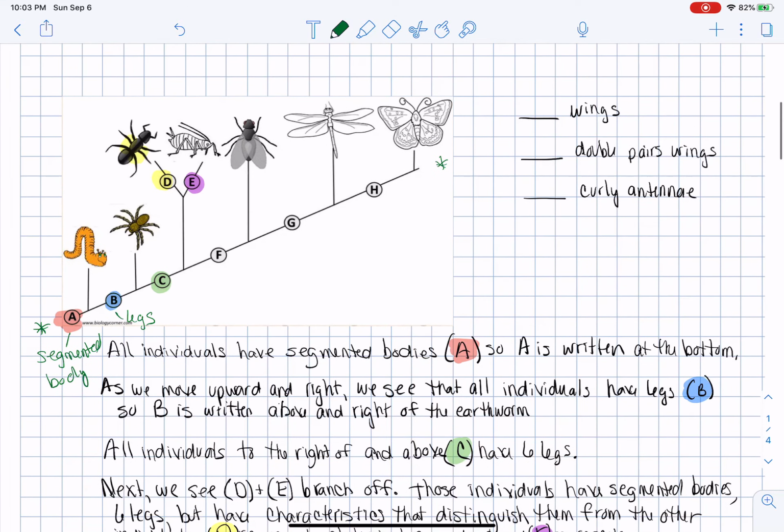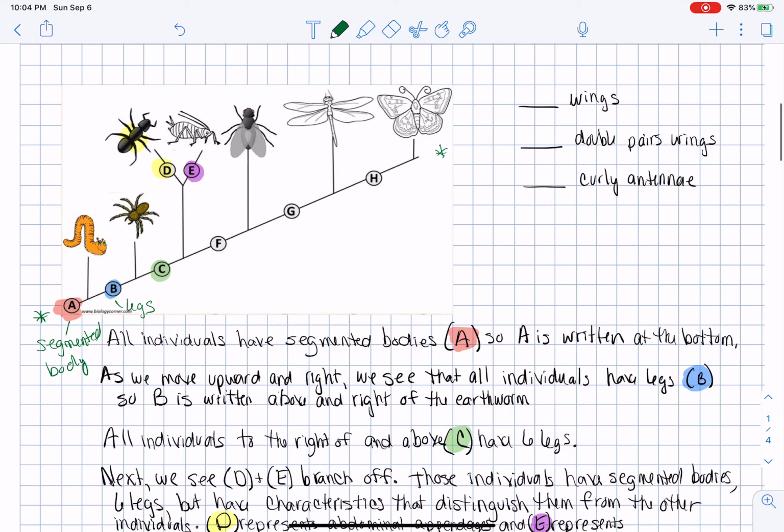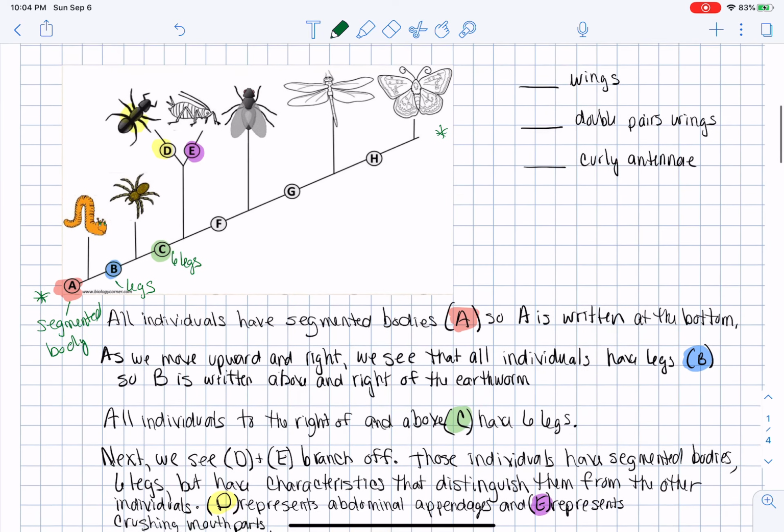If you see, you have a spider, an ant, some kinds of flies, dragonfly, a butterfly. They all have segmented bodies and they all have legs. Everything from C on up has exactly 6 legs. So here is 6 legs. Okay. D and E are a little bit different.